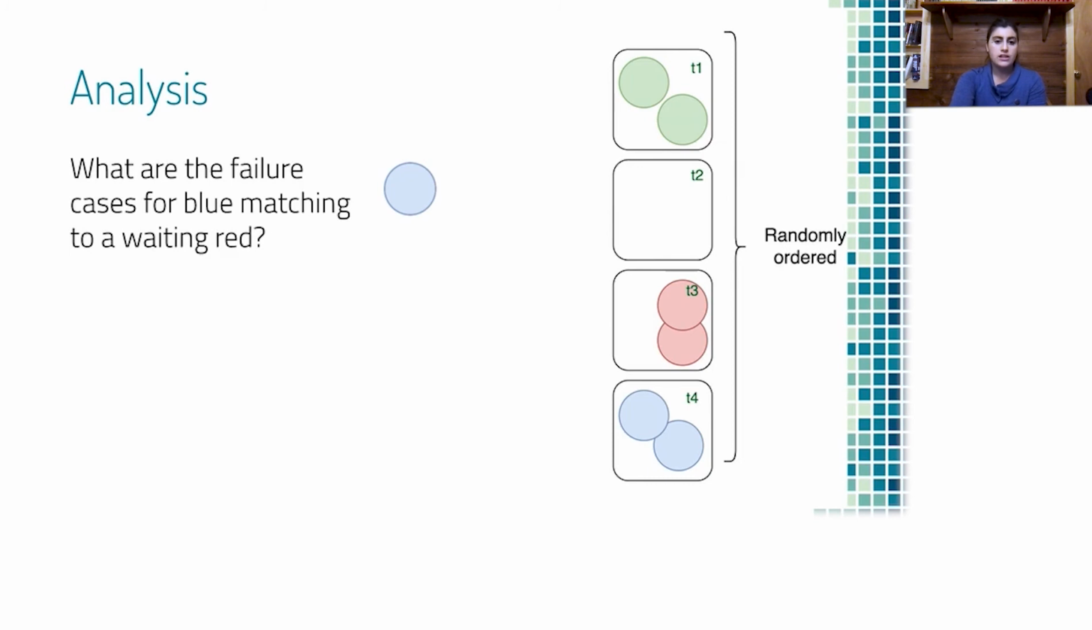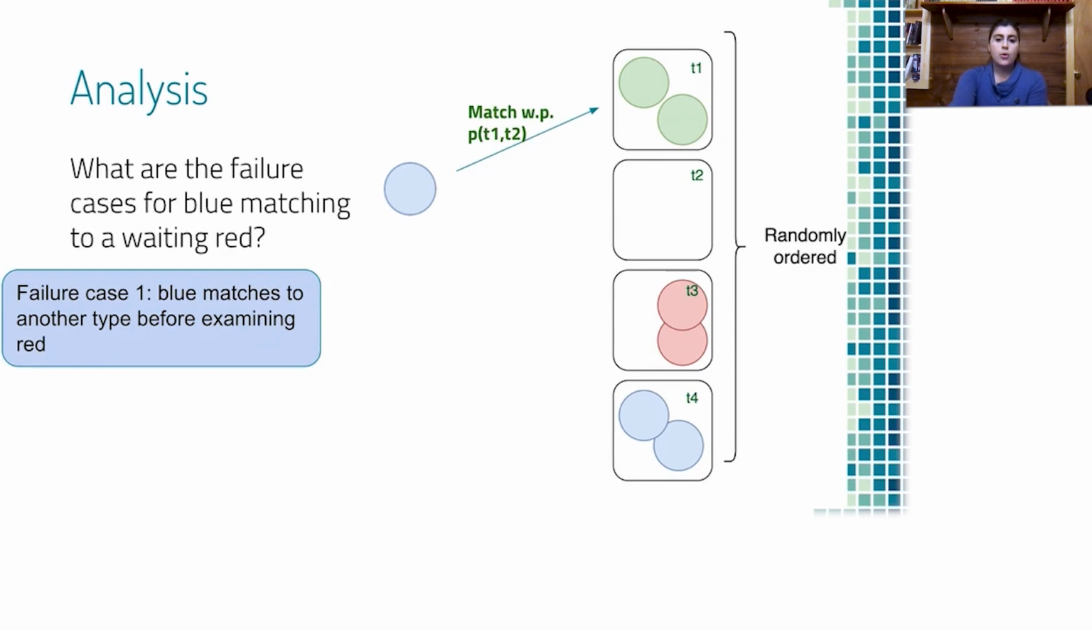I'm not going to give you a full proof, but I want to give you some intuition as to why this is tricky and the types of strategies we use to get to the answer. So, what are the failure cases for some blue type matching to a waiting red? Here I'm trying to think about how I might get a lower bound for some lambda red blue, right? I want to be able to bound that and say, oh, it's pretty close to alpha. What are the things that could go wrong in trying to make this match happen?